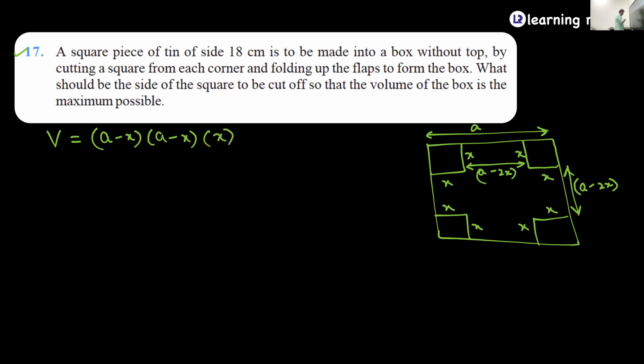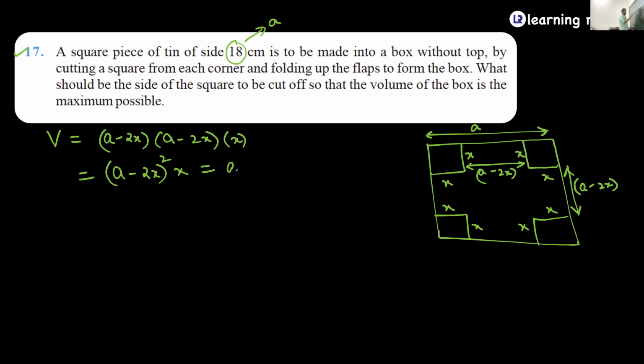Sorry, correction. So volume is going to be A minus 2x into A minus 2x into x only, because the height is going to be x. Now, A is 18, that is given. We'll substitute it at the end. Let's take it as a general variable and then start solving. So this is a function of how many variables? 1, because A is a constant. So it is going to be A minus 2x the whole square into x.